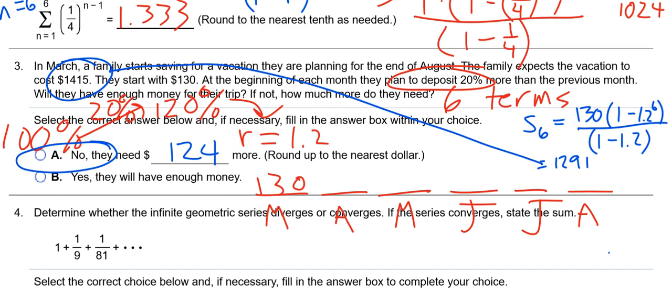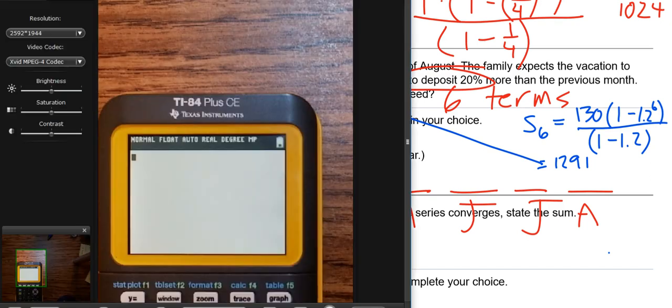Change it to 25%. 1.25 is our new multiplier. 1.25. Okay, so yeah, exactly. Go ahead. 1 minus 1.25 to the 6th power.